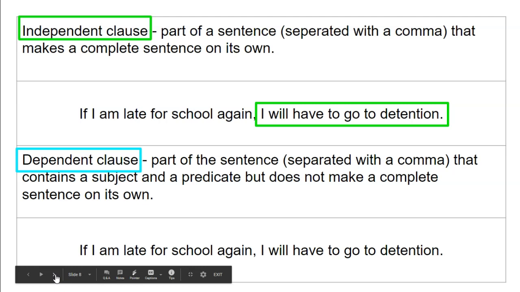The dependent clause is the part of the sentence separated with a comma that contains a subject and a predicate, but does not make a complete sentence of its own. Okay? So in our example before, if I am late for school again, I will have to go to detention. For the dependent clause, we first look for the subordinating conjunction. Okay, so if was one of our subordinating conjunctions. Does it begin the dependent clause? Yes. So right there we know that this one is the dependent clause. If we forget about the subordinating conjunctions, we're going to look for which part of the sentence cannot stand alone. I can't say out loud, if I'm late for school again. Well, okay, what does that mean? Okay, that's my dependent clause. I need to add on.